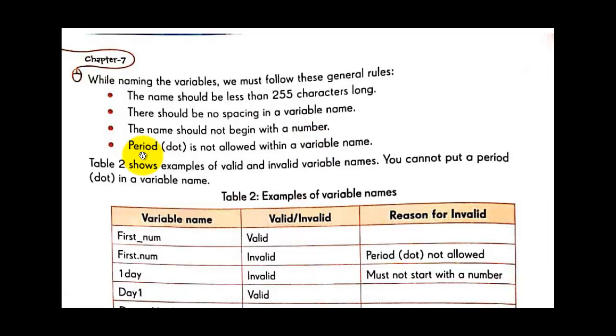A period or dot, in general we call it a full stop, in English also you must be studying full stop, is not allowed within a variable name. Naming with a dot is not allowed. These 4 points we must keep in mind while naming a variable.